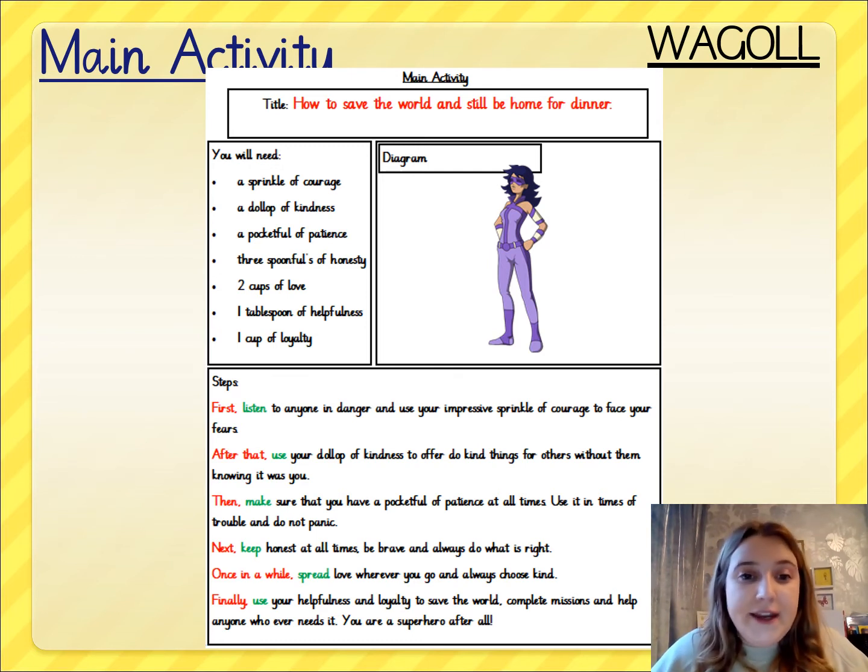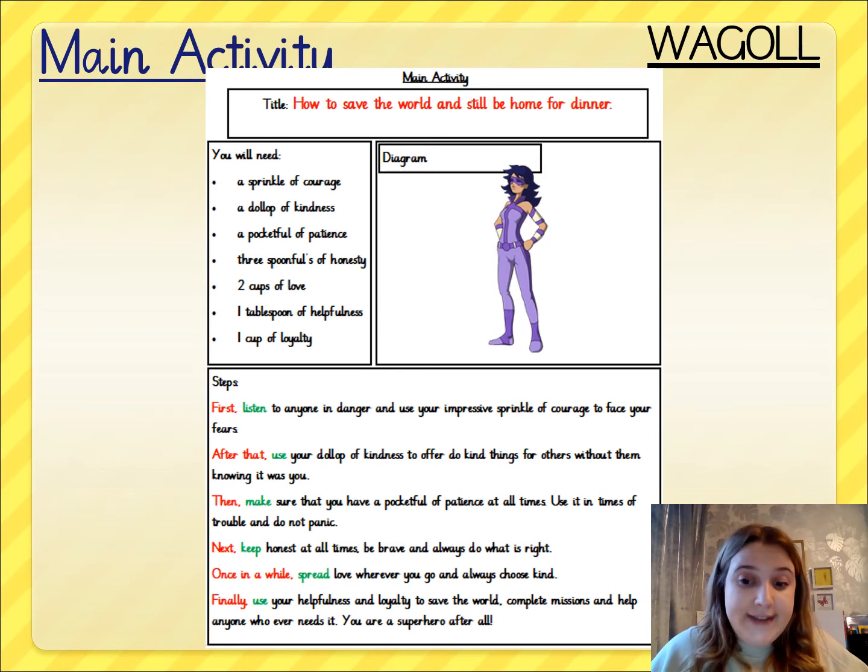You will need a sprinkle of courage, a dollop of kindness, a pocketful of patience, 3 spoonfuls of honesty, 2 cups of love, 1 tablespoon of helpfulness and 1 cup of loyalty. That means that you're really trustworthy to your friends. They are all of the things that my superhero needs, or all of the things that I think are important to be a superhero.